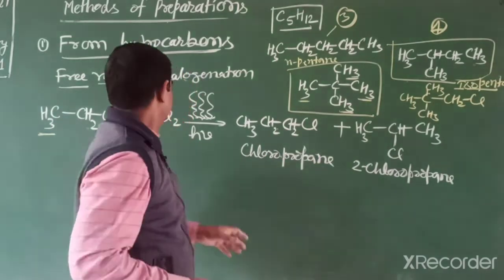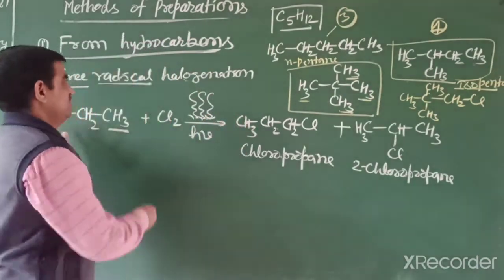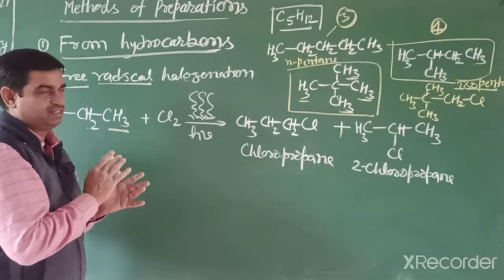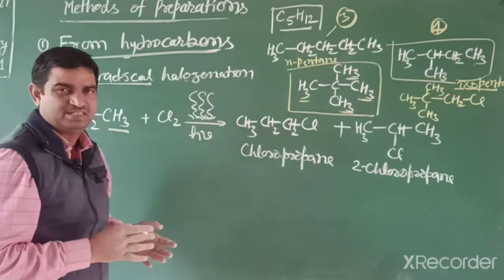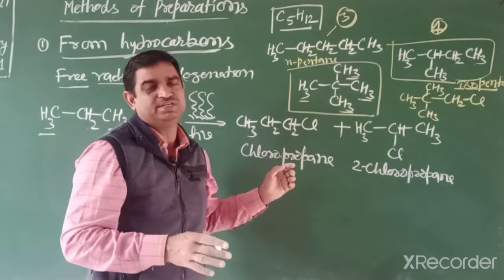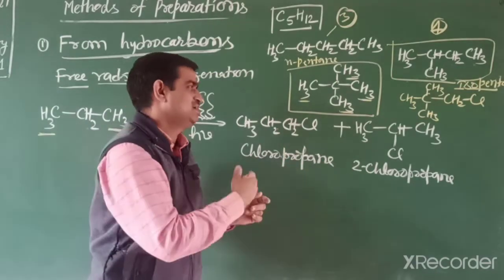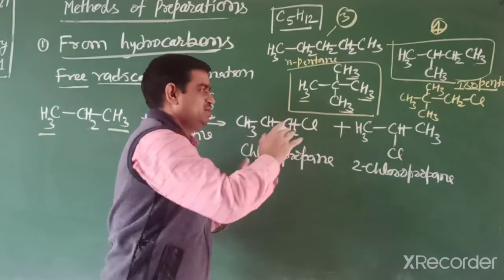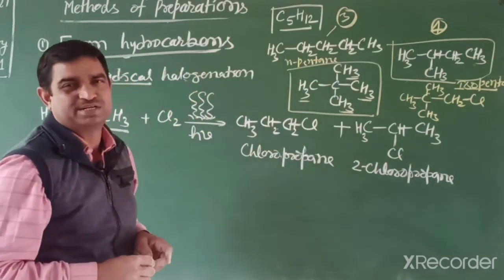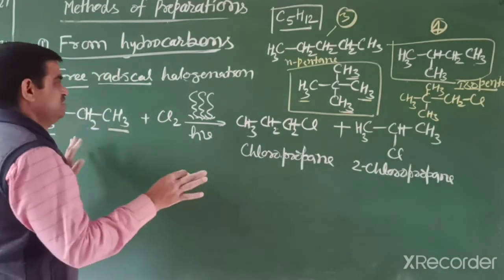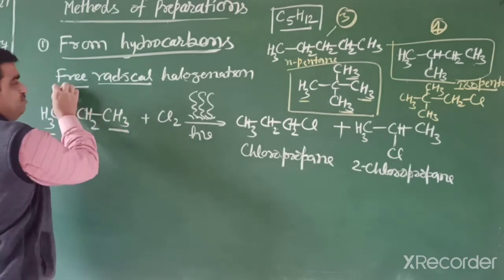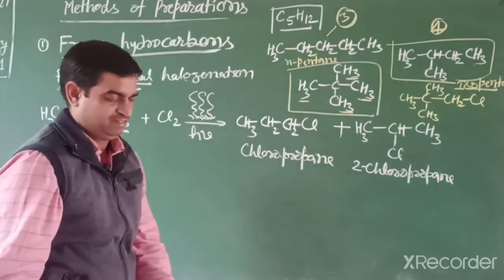Now, one method of preparation is free radical halogenation. But this reaction has a disadvantage: the reaction does not stop after 1 hydrogen is removed. We get dichlorinated, trichlorinated products, and we can remove all of the hydrogens also. We get polychlorinated products. So we can't control this reaction. This is a disadvantage because it occurs through the free radical method.